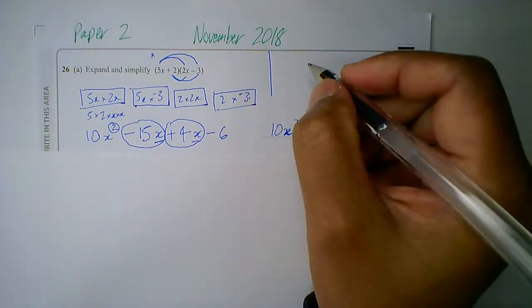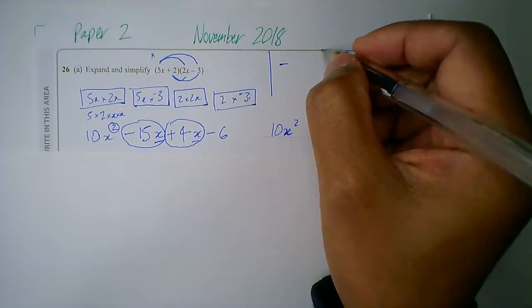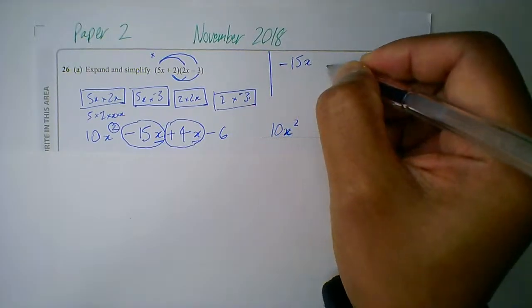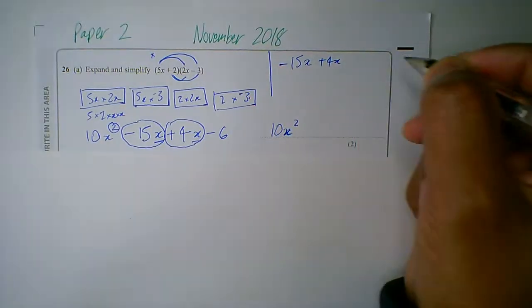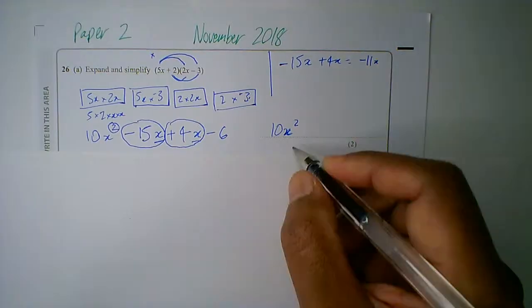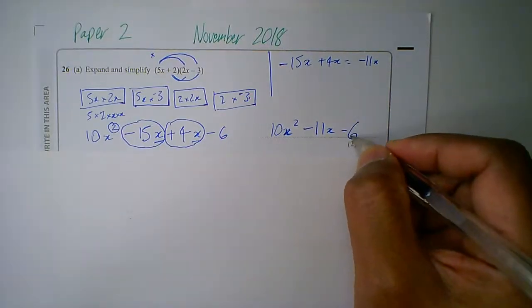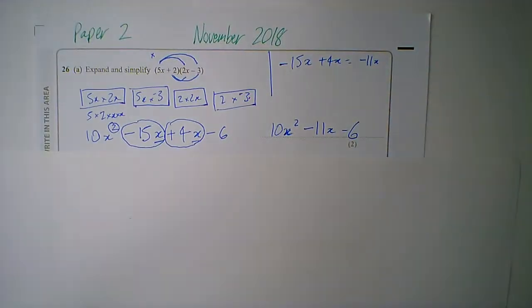So I'm going to have minus 15x plus 4x. That gives me minus 11x. That's minus 11x. And then take away 6, my number term. Okay, hopefully you got that right as well. Well done if you have.